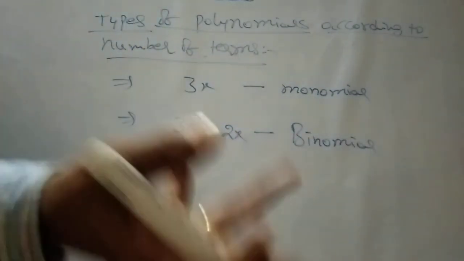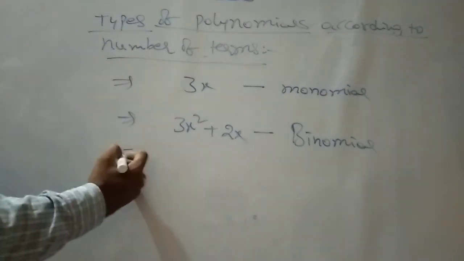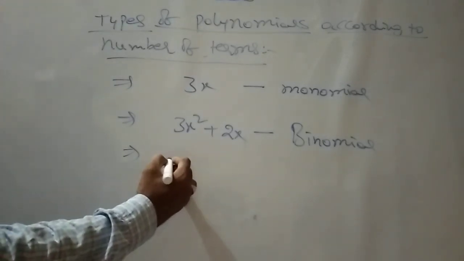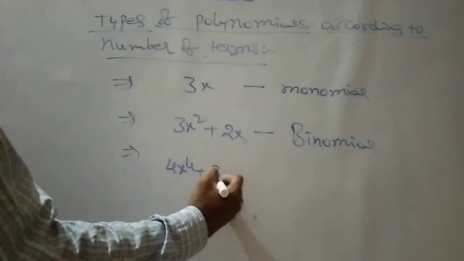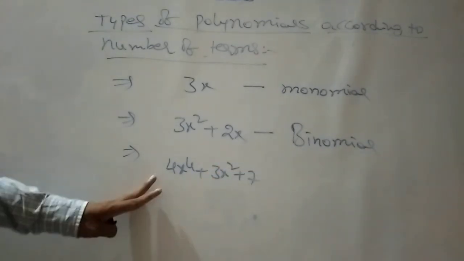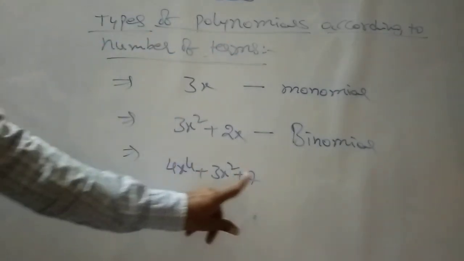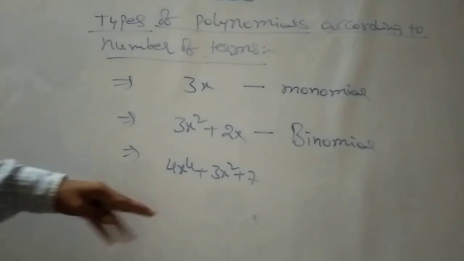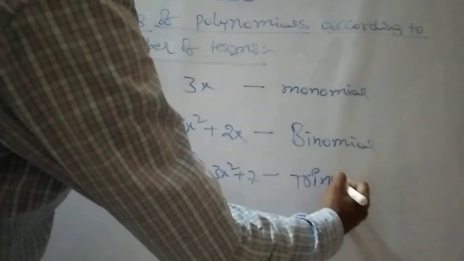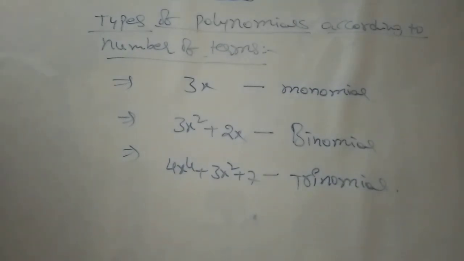Monomial, mono means single. Binomial, bi means two. Next, if a polynomial has three terms, suppose 4x power 4 plus 3x square plus 7. Don't observe the powers or degree, just observe the number of terms here. 1, 2, 3. Already you know what a term is. 3 terms. It is called a trinomial. Already you know these meanings: mono, bi, tri.